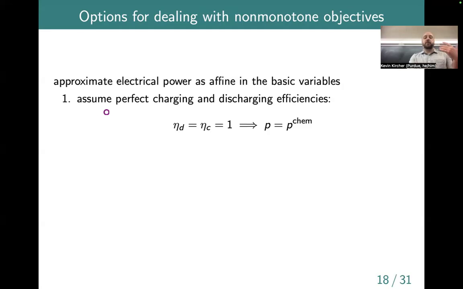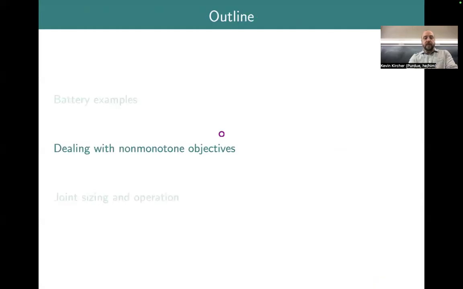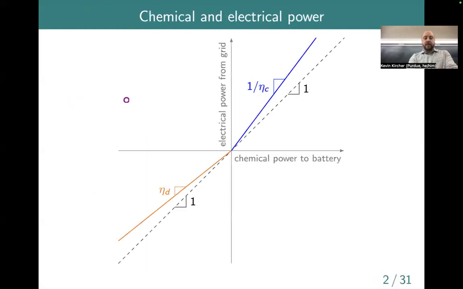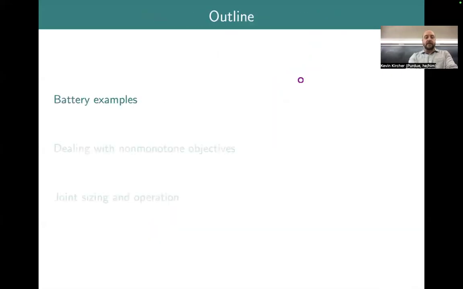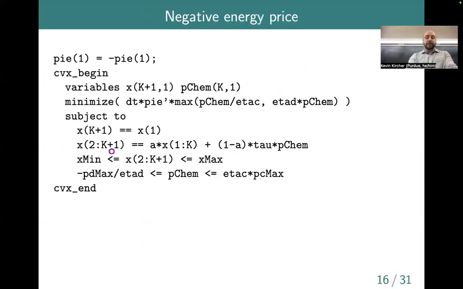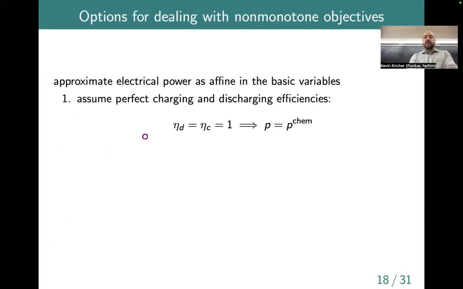one fallback would basically be to assume that your battery has perfect charging and discharging efficiencies. So if your A to D and your A to C are both equal to 1, then back here in our piecewise linear convex non-decreasing function, you would actually just be on the dotted line. And so you just get a linear function. And so then this problem kind of goes away. So that is one option. Now that's not a great option because you're now assuming that your battery is better than it actually is, and that can cause problems potentially.